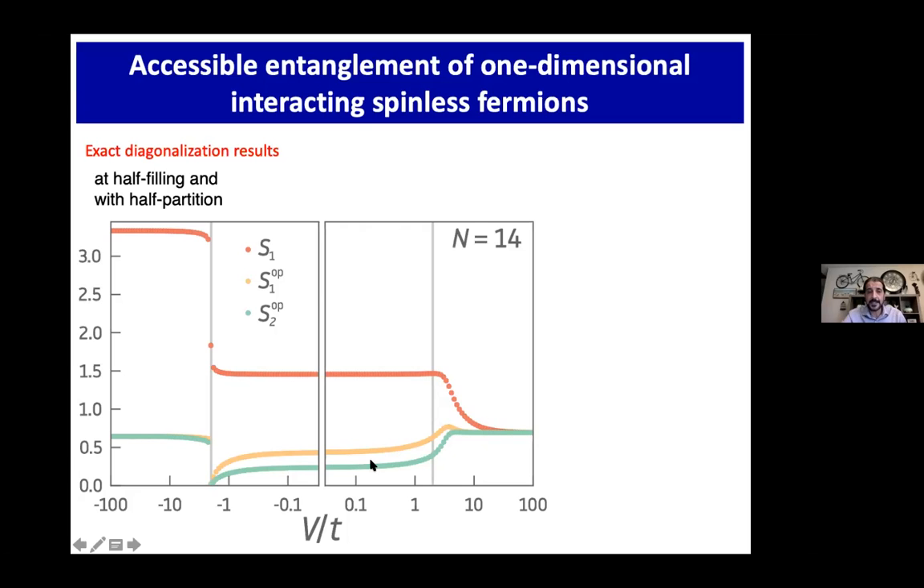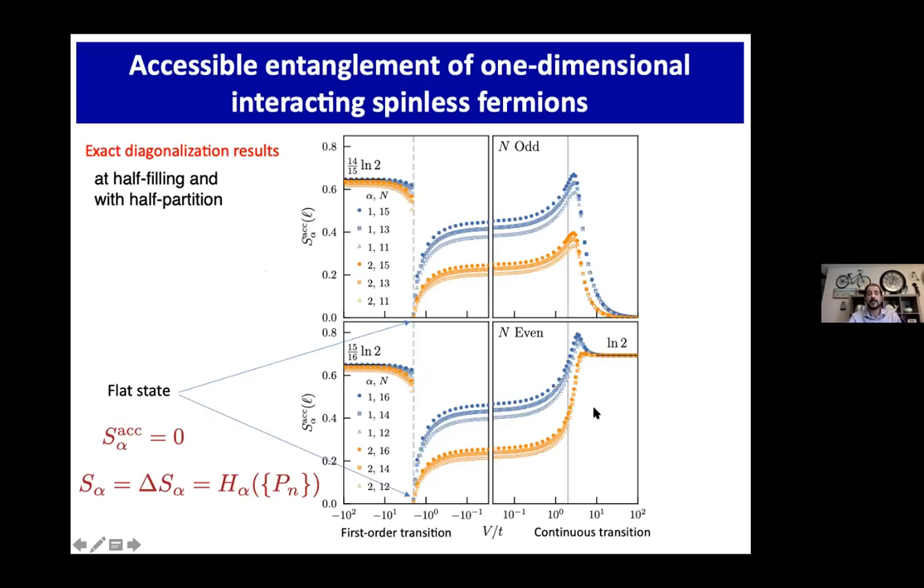But if we look at the accessible entanglement, let me ignore the von Neumann for that, just to zoom in and look at even larger system sizes. We see that the accessible entanglement starts from a value that will asymptotically saturate at a constant, which is around log 2. This is in the cluster phase. And actually at the first order transition, the accessible entanglement is exactly 0.